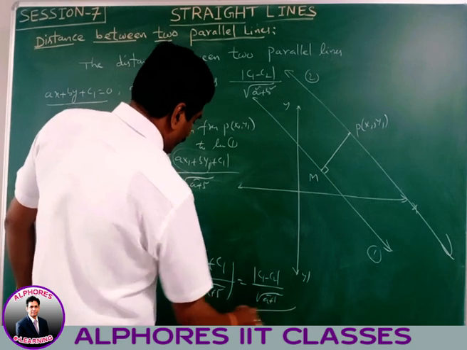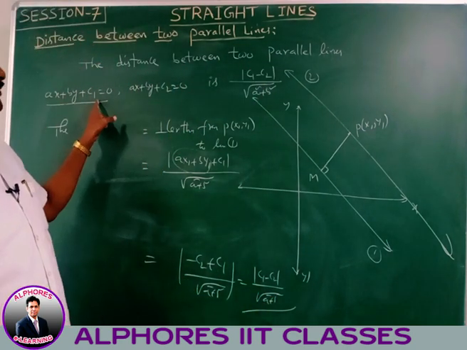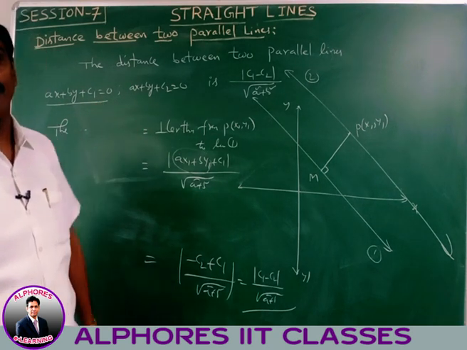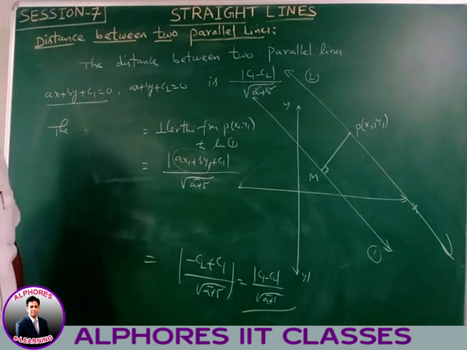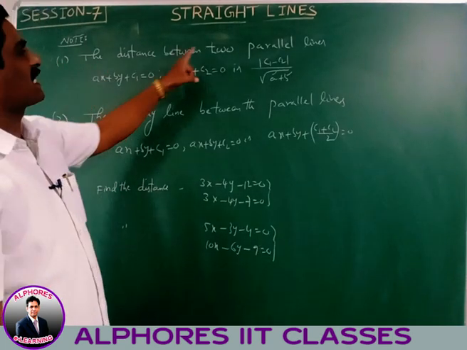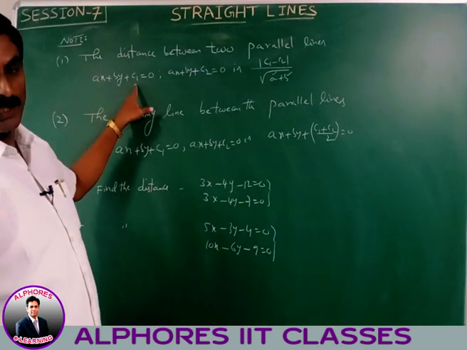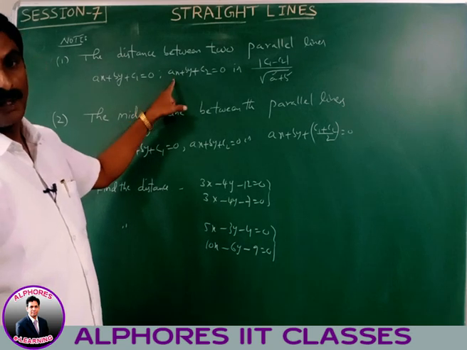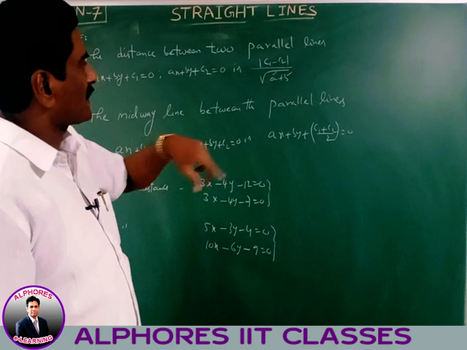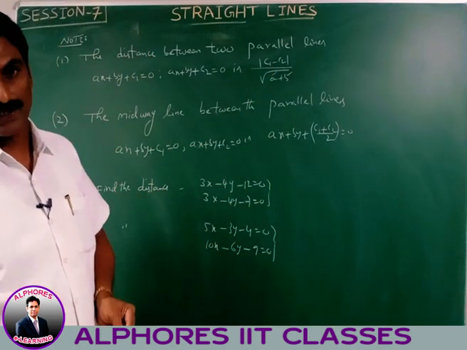It is the distance between the two parallel lines ax plus by plus c1 is equal to 0 and ax plus by plus c2 is equal to 0. Please note this value. Next, please write the note point. The distance between two parallel lines ax plus by plus c1 is equal to 0, and ax plus by plus c2 is equal to 0, is mod c1 minus c2 by root over a square plus b square. It is the distance between two parallel lines.